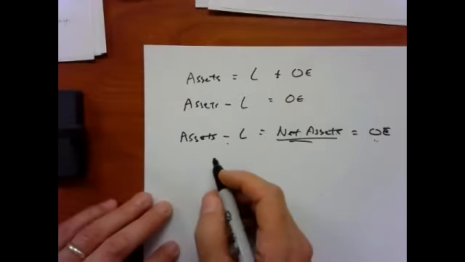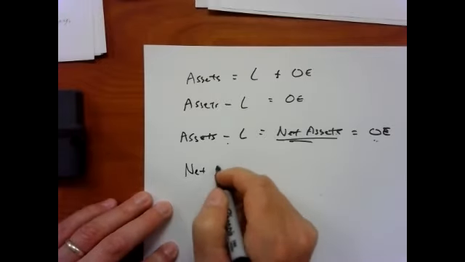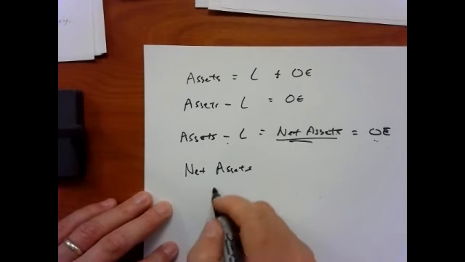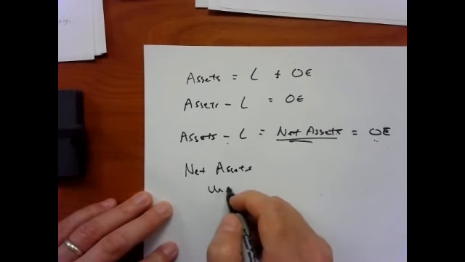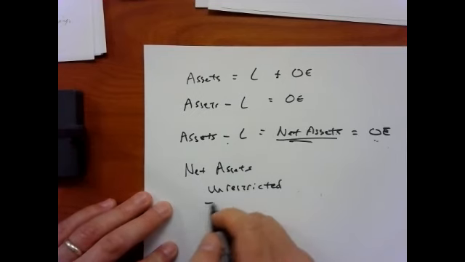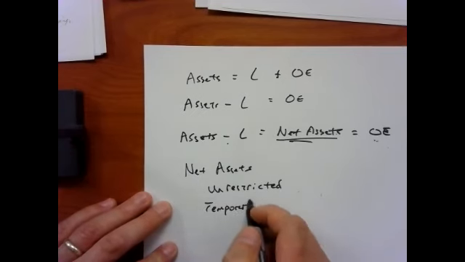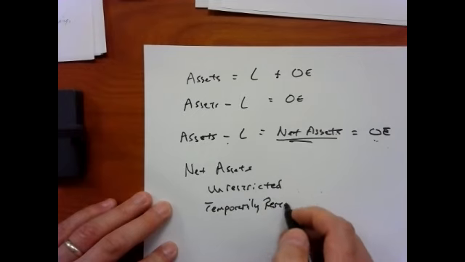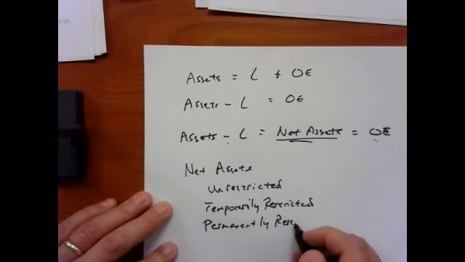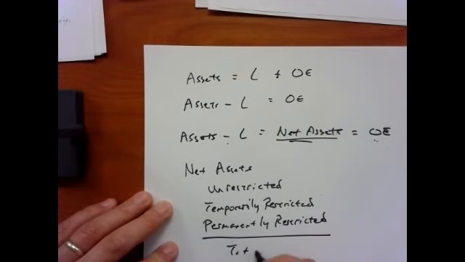So what does the net asset account look like? So we're going to have net assets. And then there are three categories of net assets. There are unrestricted, there are temporarily restricted, and there are permanently restricted net assets. You add these three categories together and you get total net assets.